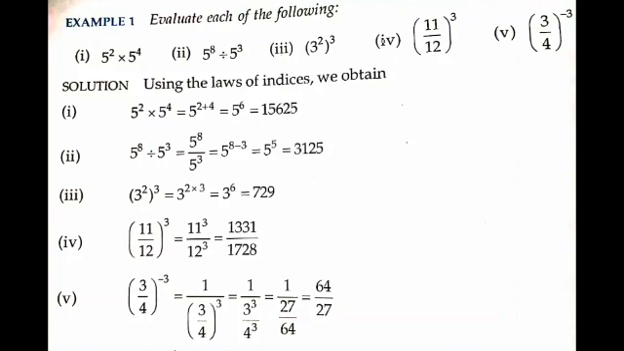In fifth subtopic, here it is (3 by 4) whole raised to the power minus 3. So using the result, a raised to the power minus n is equal to 1 by a raised to the power n. I can write 1 divided by (3 by 4) whole raised to the power 3 with the positive power, which after simplification, here I have 1 whole divided by 3 to the power 3 by 4 to the power 3, which gives 1 whole divided by 27 by 64. And finally, I have 64 by 27.